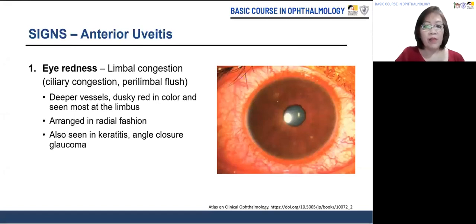Anterior segment findings are best evaluated with the aid of a slit lamp biomicroscope. Redness is more confined to the perilimbal area and results from congestion of deeper red vessels, giving it a dusky red color. As shown in the photo, the redness is radial in fashion. This type of redness can also be seen in keratitis and angle closure glaucoma.